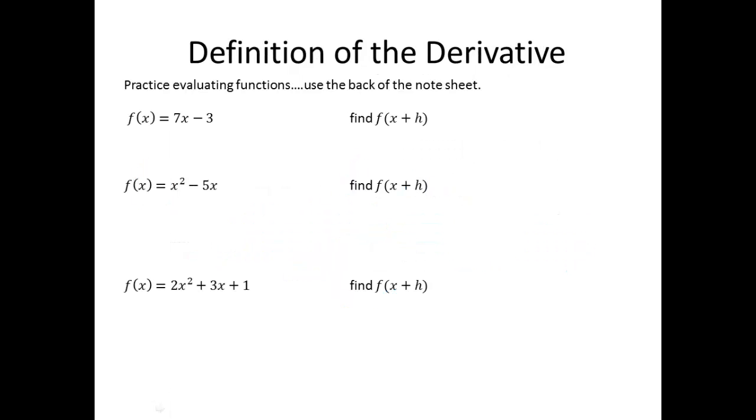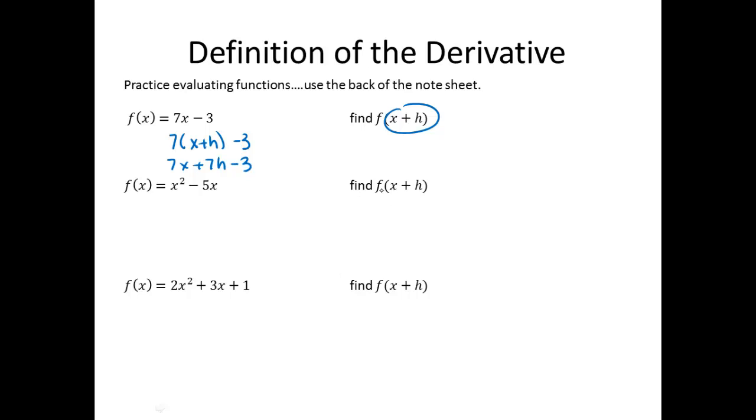So another little piece of this would be to evaluate f of x plus h. That means that in place of x, sorry, use the back of your note sheet for this, but in place of x, I'm going to use x plus h. So I will replace the x with an x plus h, and then we will simplify. Now we're practicing it here because it's going to make it easier on the next one. So I'm going to have 7x plus 7h minus 3. Since there are no like terms to combine, that's it.